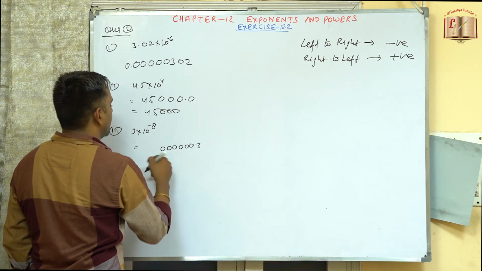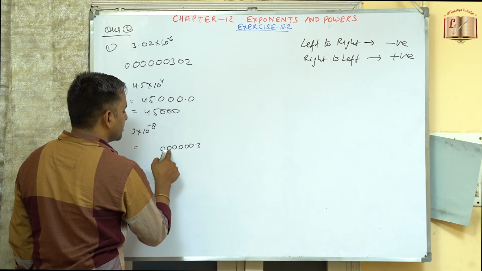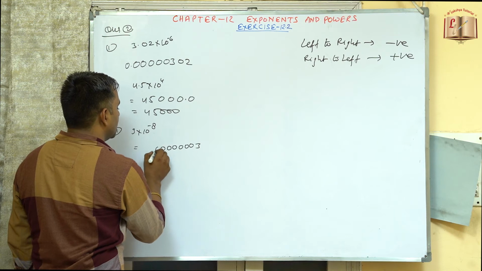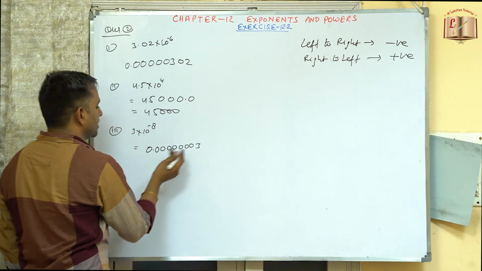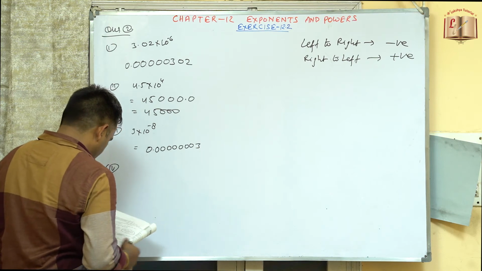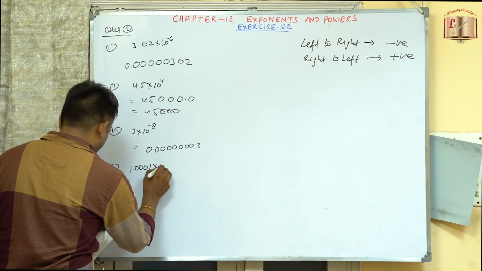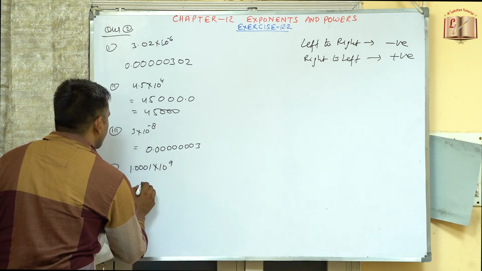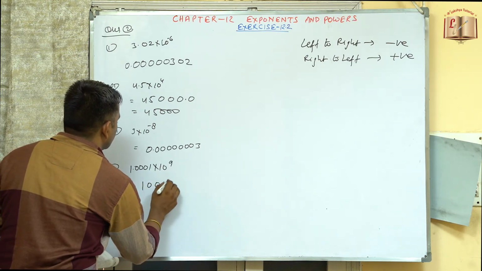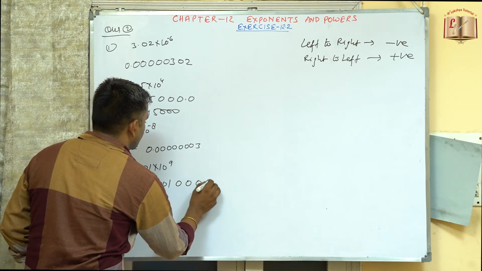And here it is minus 8, so it will be 8. 1, 2, 3, 4, 5, 6, 7 and 8. So here it will be decimal. So this will be the standard form of it. Similarly, coming to the next one, this is 1.0001 into 10 to power 9. So it will be now 10001 and here it will be now zeros, 9 zeros.